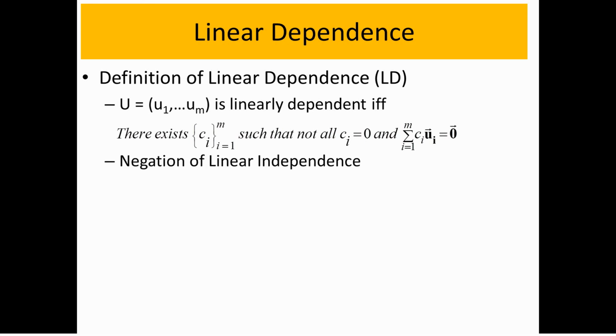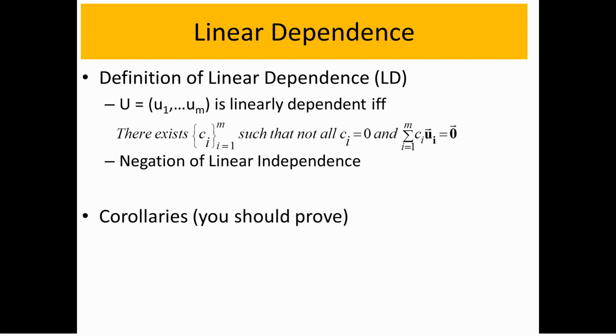And if you look at this, you'll see that it is the negation of linearly independent. These two are the opposite. A list of vectors is either linearly dependent or linearly independent. There's no other possibilities.